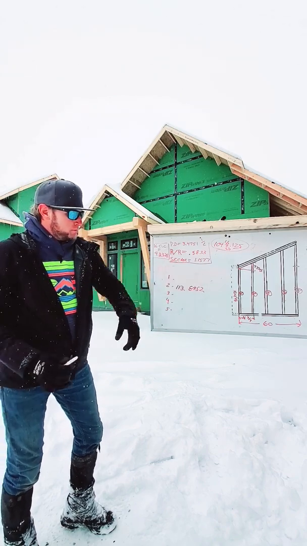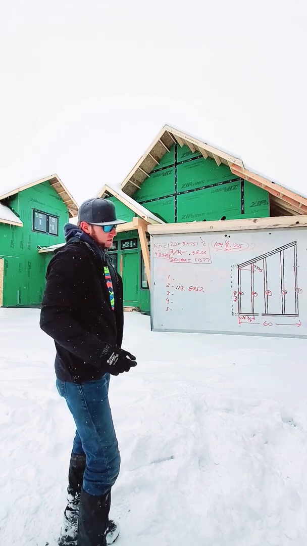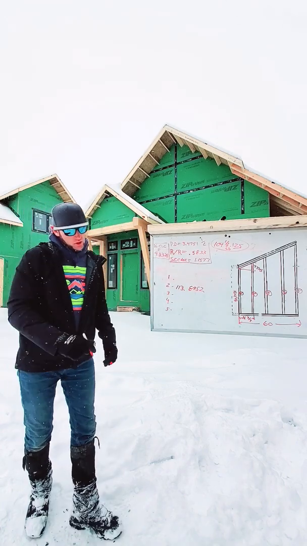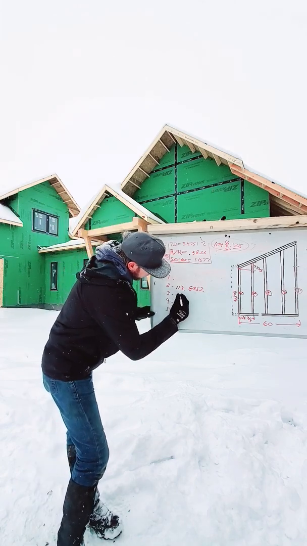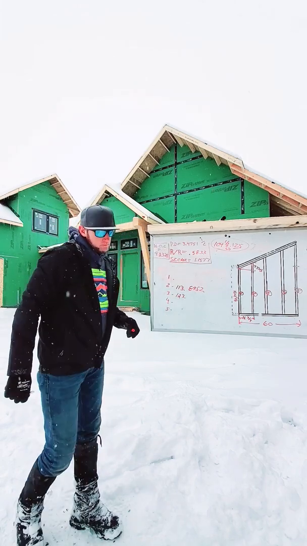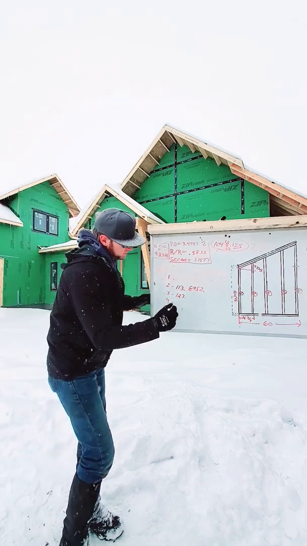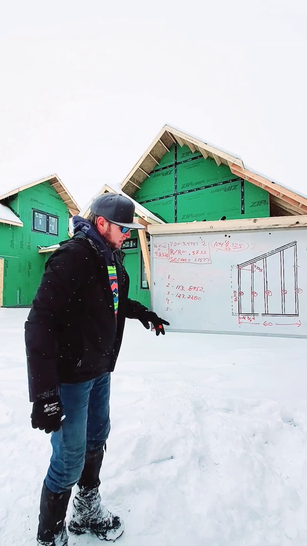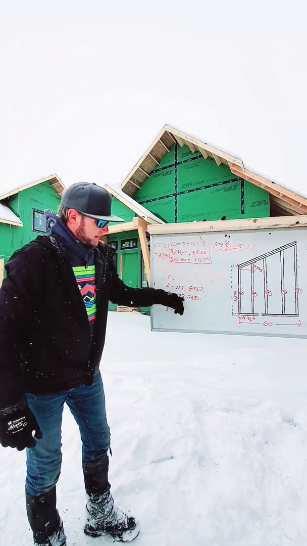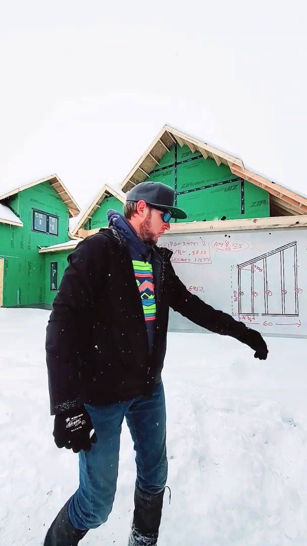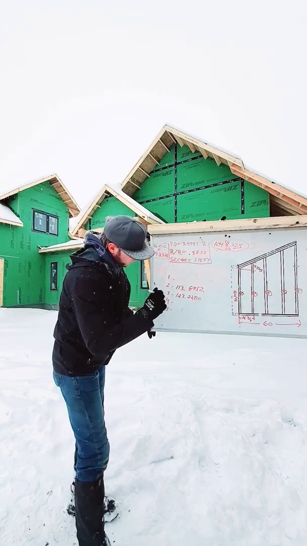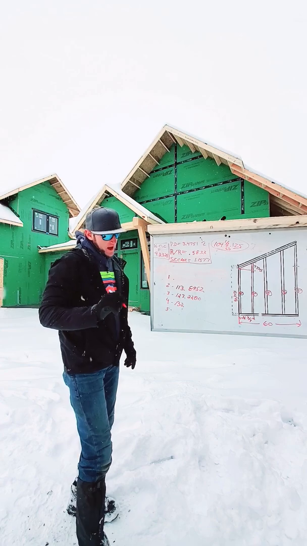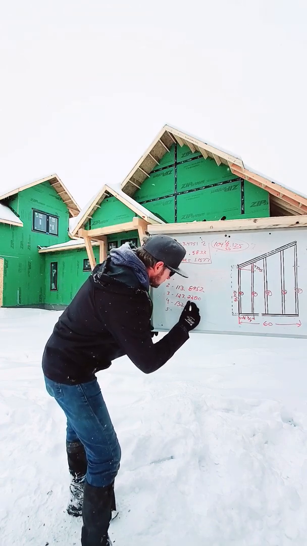To find long point stud number 3, I take 113.8952 plus the 16-inch on center step of 9.3328. That gives me a long point of 123.2280. I add the step to that again. That gives me the long point of 4. That's going to be 132.5608.